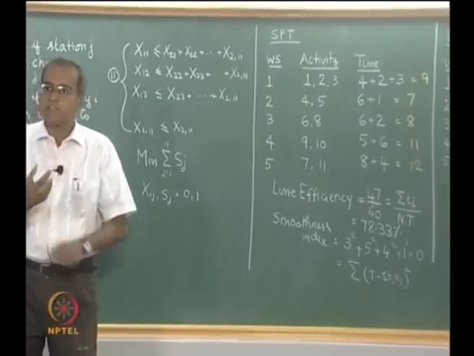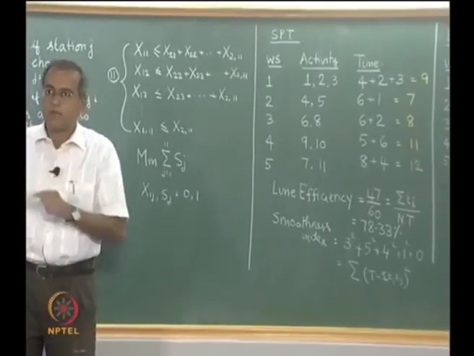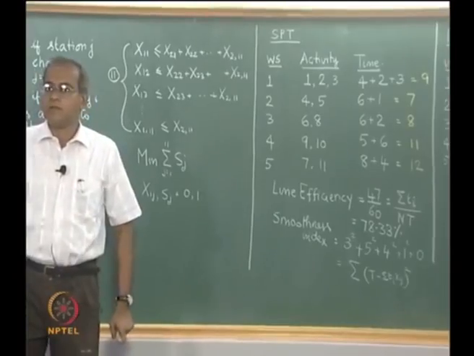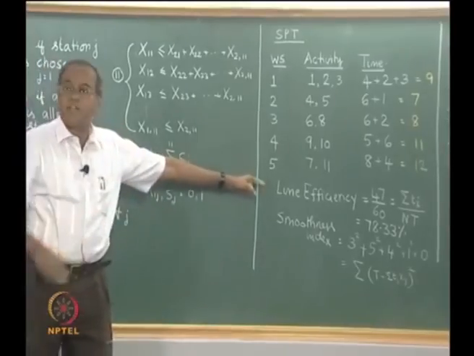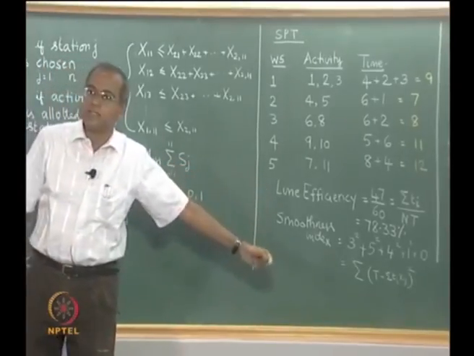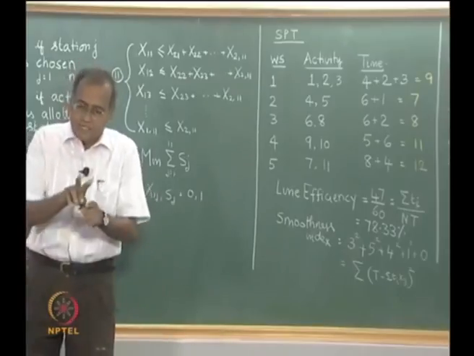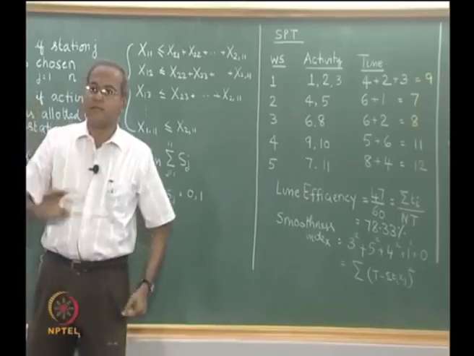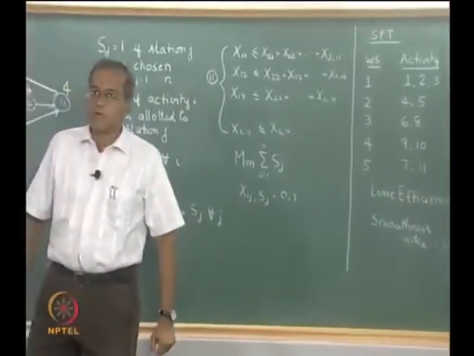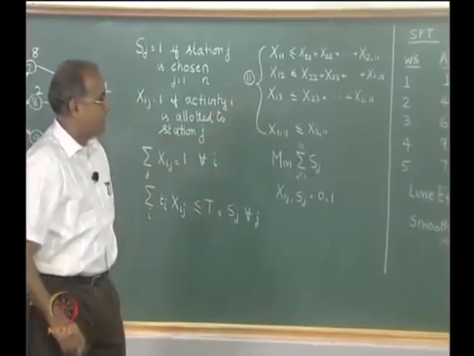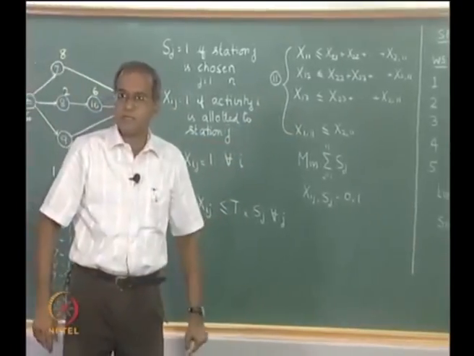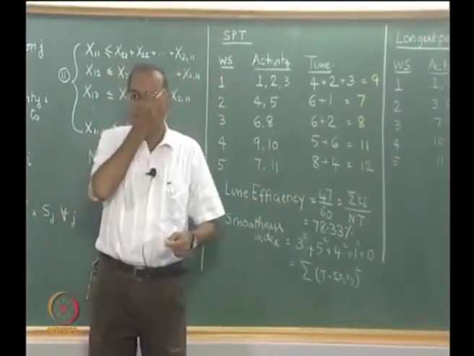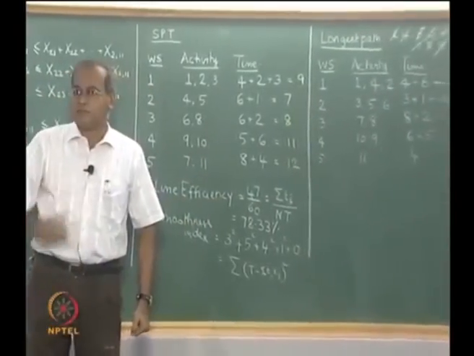Now if we have 5 workstations and instead of a cycle time of 12, we can have a cycle time of 11, then not only will the line efficiency go up, but the smoothness index will also come down. So the next issue will be, given the number of workstations, can we reduce the cycle time slightly further? One could think in terms of solving this problem again and using some heuristics to see whether we can actually get a cycle time of 11 instead of 12.